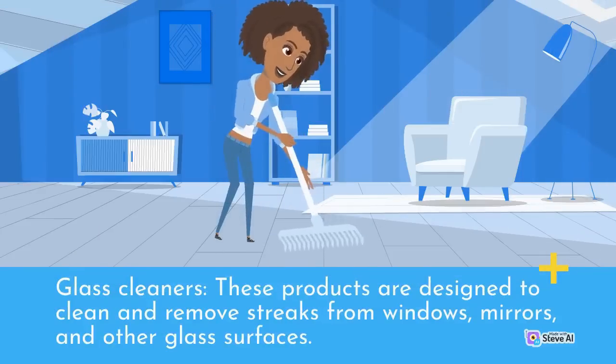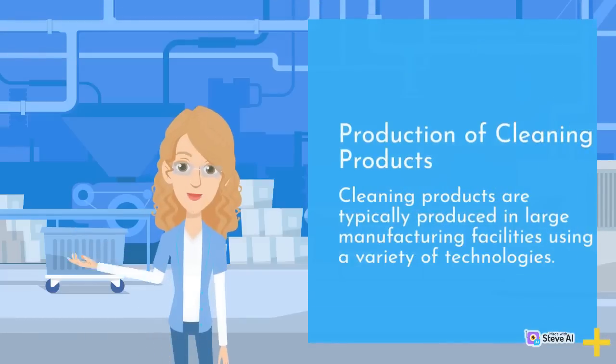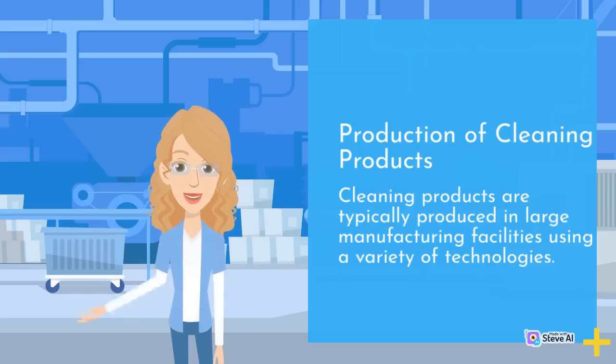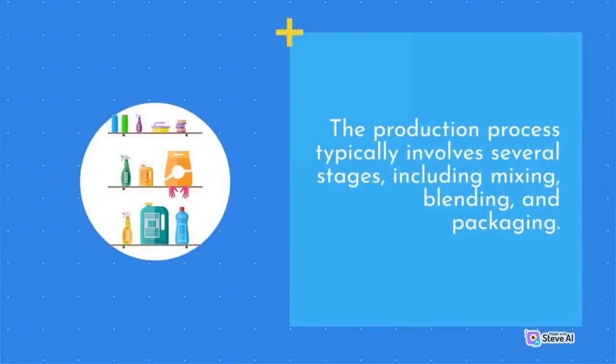Glass cleaners. These products are designed to clean and remove streaks from windows, mirrors, and other glass surfaces. They contain a combination of surfactants and solvents that help to dissolve and remove dirt and grime. Production of cleaning products. Cleaning products are typically produced in large manufacturing facilities using a variety of technologies. The production process typically involves several stages, including mixing, blending, and packaging.